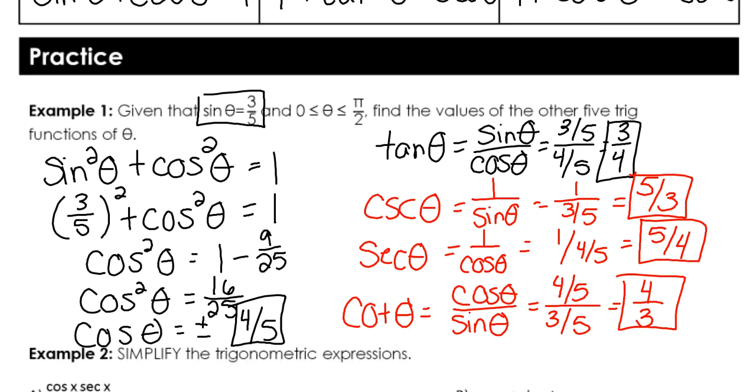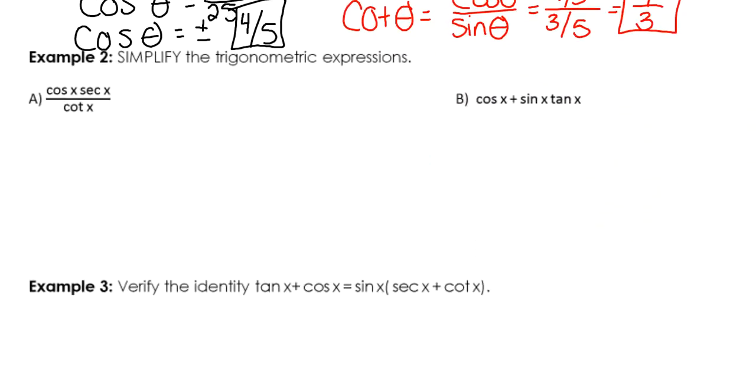We're also going to use the trig identities to simplify. So when we simplify, we're looking to replace things in the expression in order to simplify it a little bit. So in this example, I've got cosine of x times secant of x, and I'm dividing by cotangent of x. The first thing I always try and look for is some of those reciprocal identities. So I know in this case that instead of secant of x, I can change it using an identity to 1 over cosine of x.